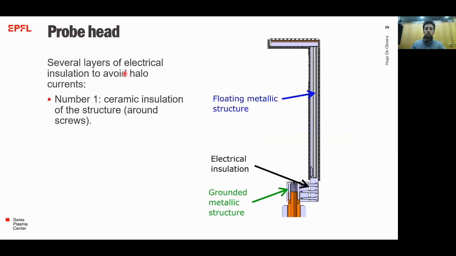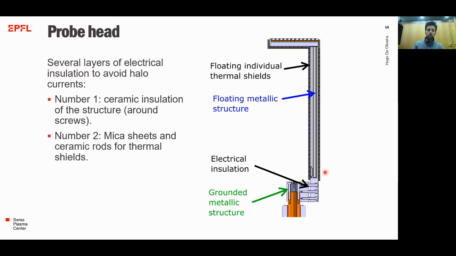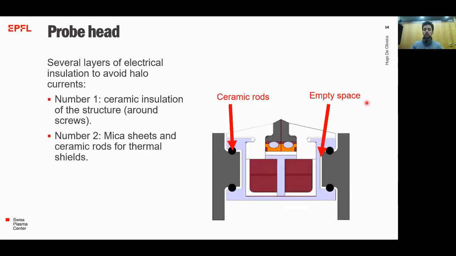In order to avoid the halo current from disruption, the problem that we mentioned earlier, we decided to have two different layers of electrical insulation. The first layer of electrical insulation is between the metallic part, the L shape, and the rest of the tokamak. It is insulated through those three insulated screws. The second protection is the insulation between the thermal shield and the metallic structure. This insulation is done through those ceramic rods.